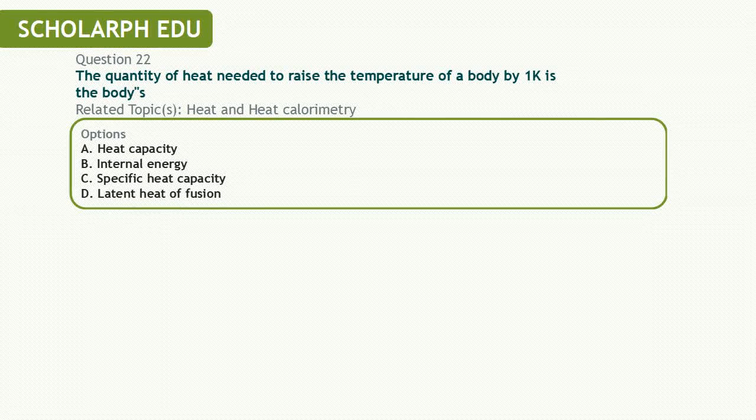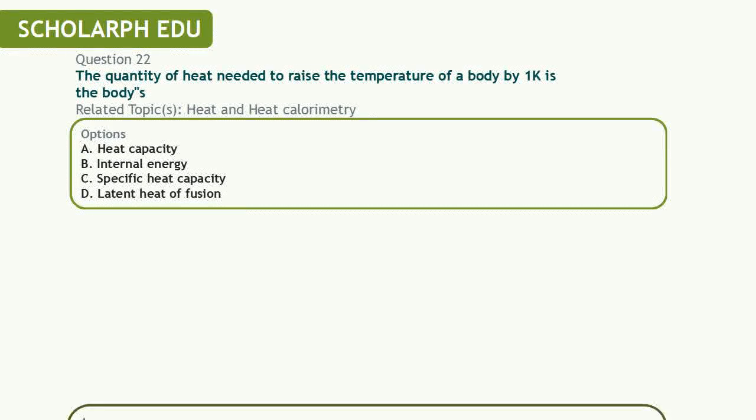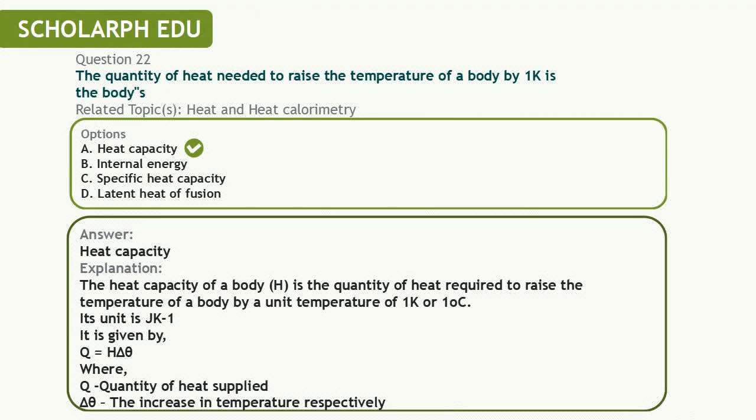Next on heat, the quantity of heat needed to raise the temperature of a body by 1 Kelvin is the body's heat capacity. The heat capacity is the quantity of heat required to raise the temperature of the body by 1 Kelvin.